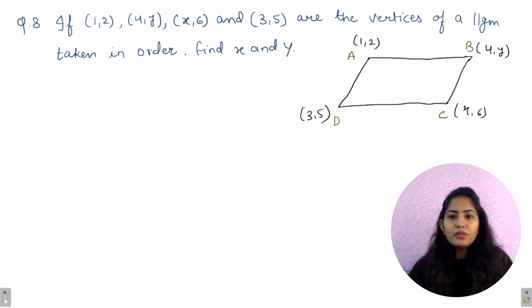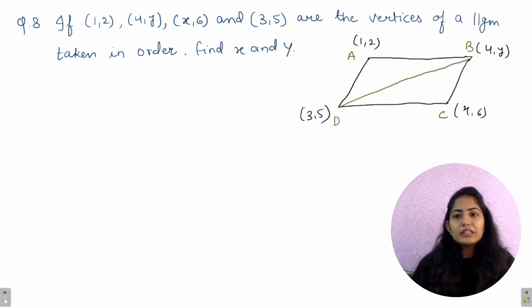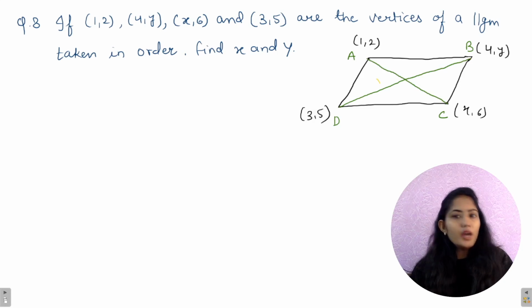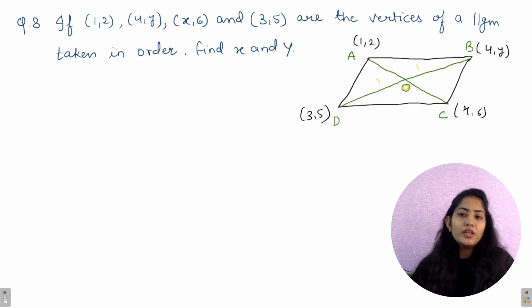One more thing, we will make the diagonals of it, and you should know that the diagonals of a parallelogram bisect each other. Bisect means it is in 1:1 ratio. So this point O divides BD in 1:1 and AC in 1:1. From this concept, using the section formula, we will solve it.